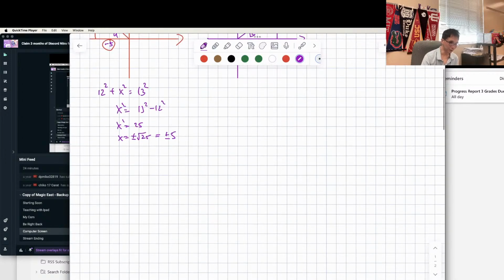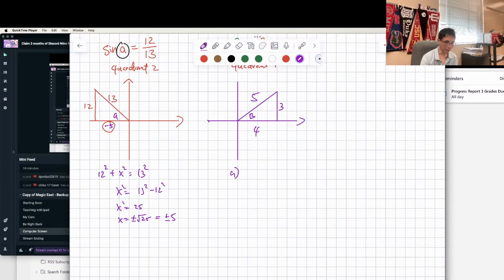So I can ask a few questions. First, I want the cosine of A. Cosine of A is equal to what? You go to this one and say, it's this over this, so negative 5 over 13. Can I ask you cosine of B? What's the cosine of B? 4 over 5.